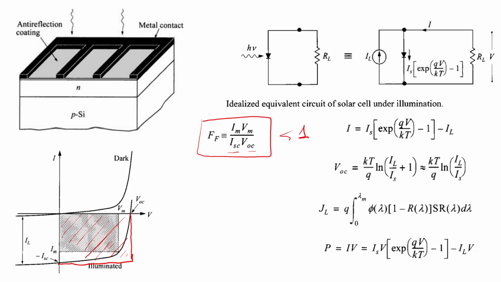So in theory it can be equal to unity, but that should always be smaller than unity. If we have fill factor equal to 1, that means we have a square current voltage characteristic, which, I mean, that's ridiculous.